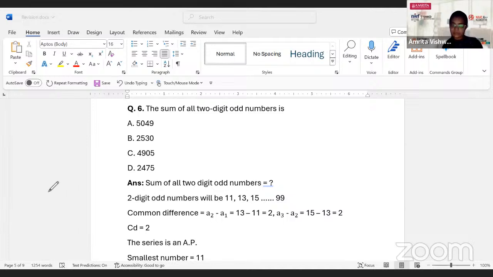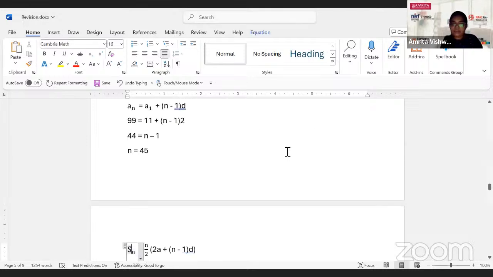If it's an arithmetic progression, I'll be able to find An as An equals a plus n minus 1 into d, the very basic formula that you have studied. I know the first term is 11. The common difference d is 2. I want to find n, the total number of terms. So 99 is equal to 11 plus n minus 1 into d, that is 2n minus 1. It is 99 plus 11. From this, I could solve and I'll be able to get n as 45.